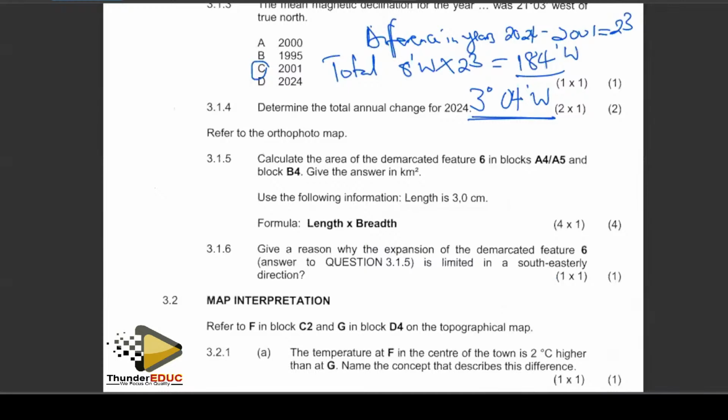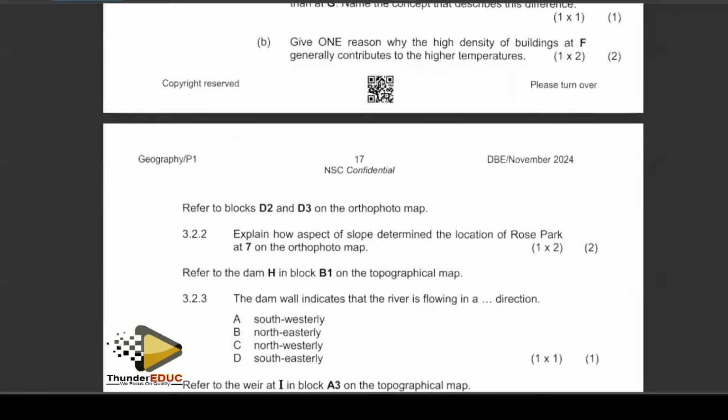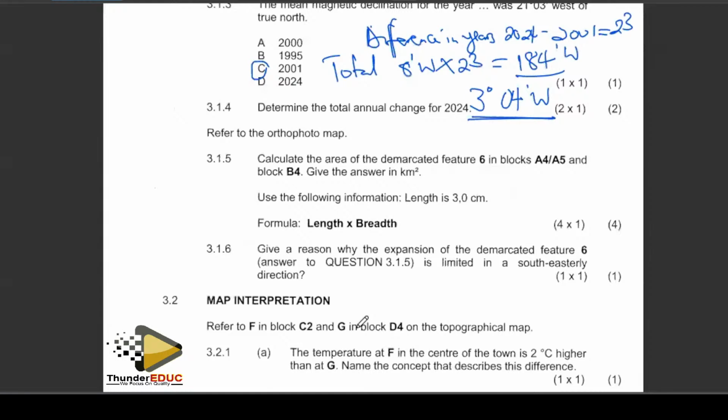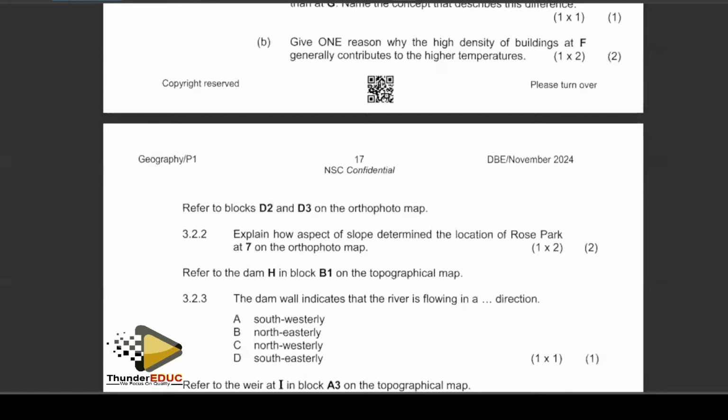The correct concept there is the urban heat island. That's the correct response. The urban heat island describes an urban area with a relatively higher average temperature compared to the surrounding rural areas.